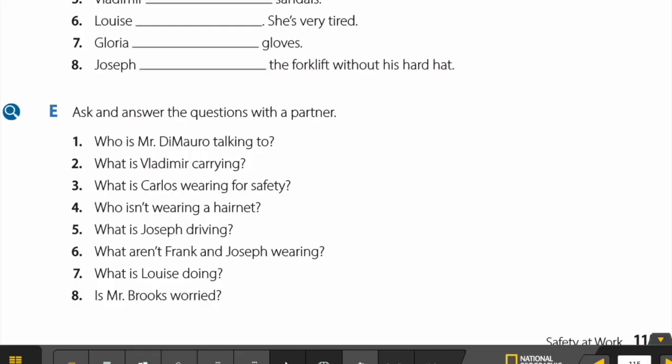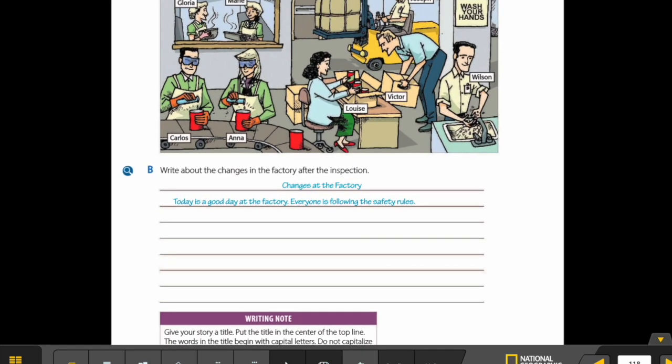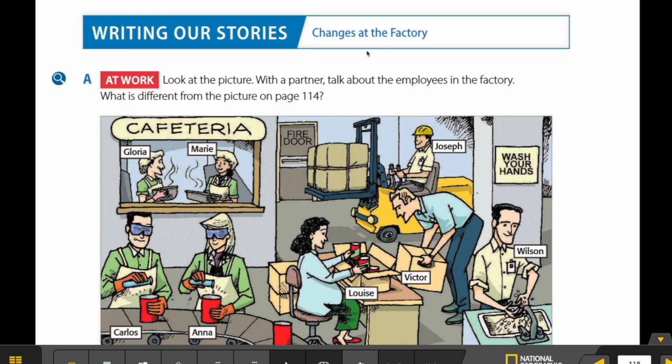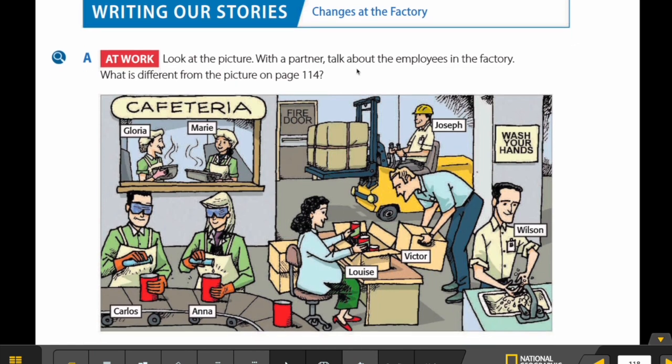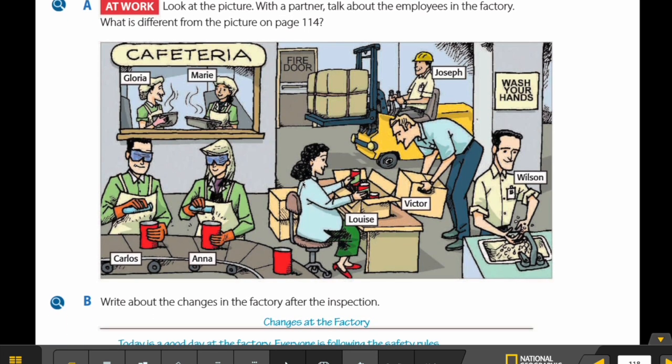All right, turn to page 118. This is something you're gonna do for your writing assignment, okay? This is called changes at the factory. You're gonna look at the picture and talk about these employees. So what is the difference from the picture on page 114? So what has changed since the inspection?